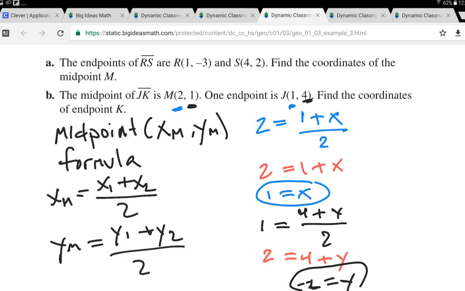So in the end, our endpoint K is (1, negative 2). So we're still using the midpoint formula, but instead of just plugging it in and evaluating, we have to set up and solve an equation. All right.